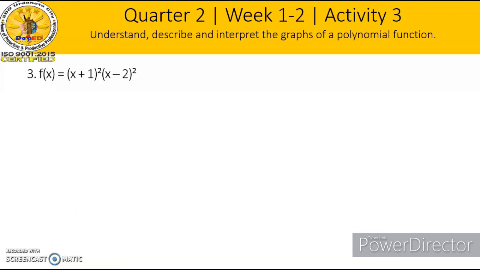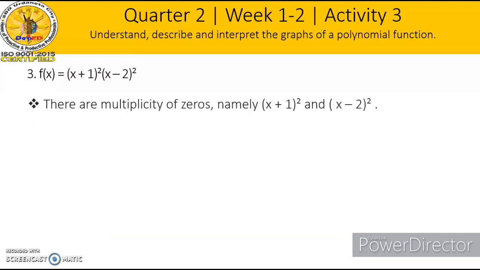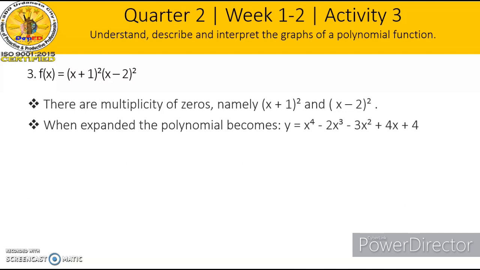So we have the third example. The function f(x) is equal to the quantity x plus 1 raised to 2 multiplied by the quantity x minus 2 raised to 2. From here, you will see there are some multiplicities, namely in x plus 1, it is squared, and x minus 2, which is also squared. Once it is expanded, we have x raised to 4 minus 2x raised to 3 minus 3x raised to 2 plus 4x plus 4.